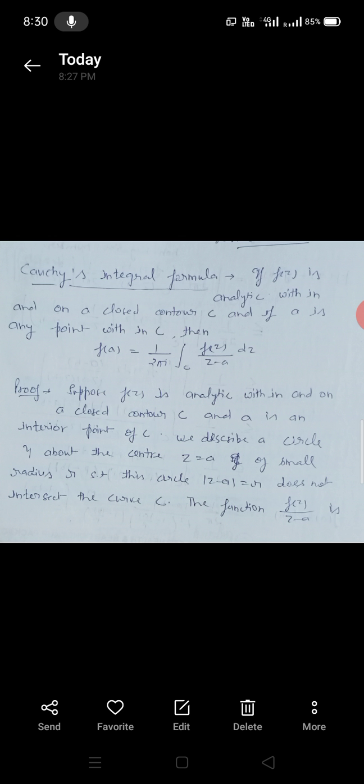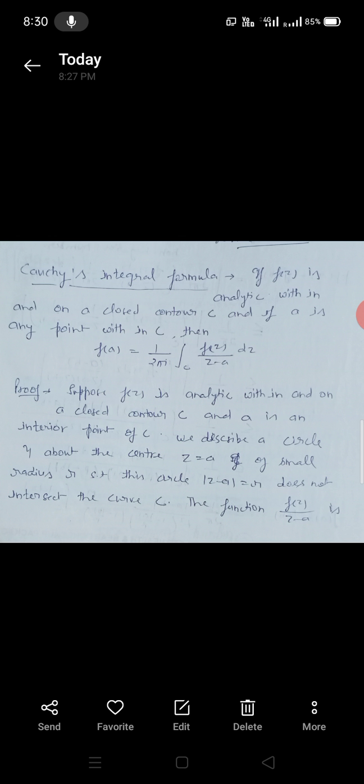Today we will discuss the Cauchy integral formula. If f(z) is analytic within and on a closed contour C, and if a is any point within C, then f(a) is equal to 1 upon 2πi integral over C of f(z) over z minus a dz.